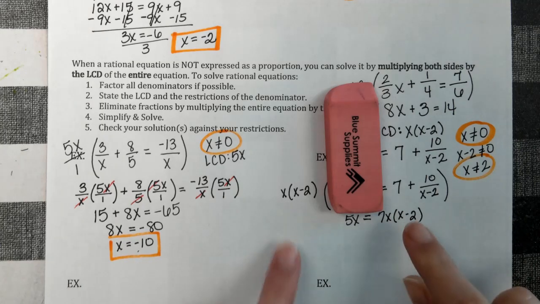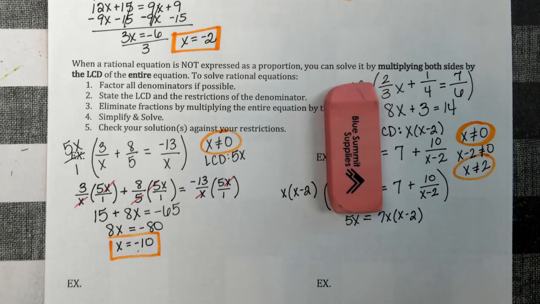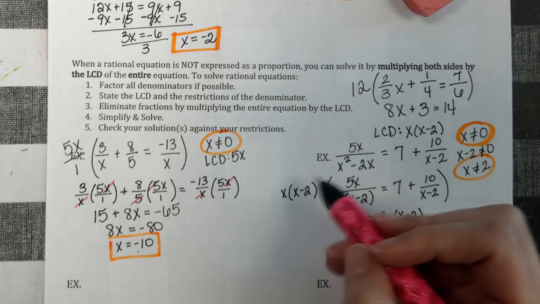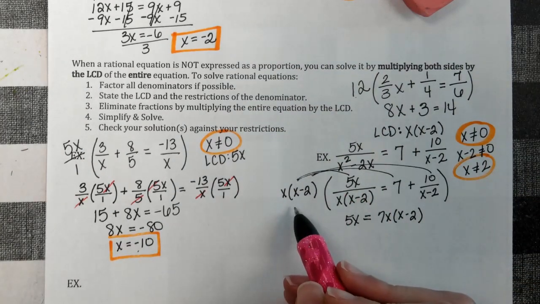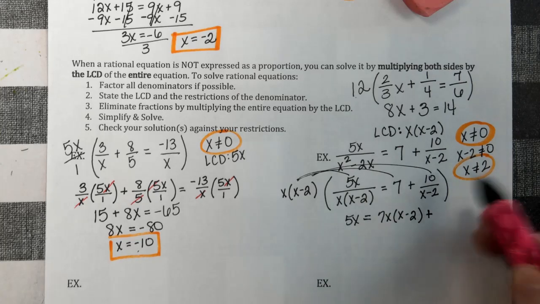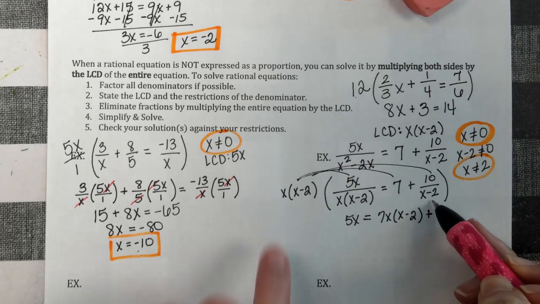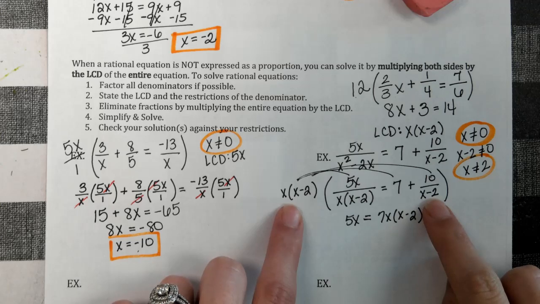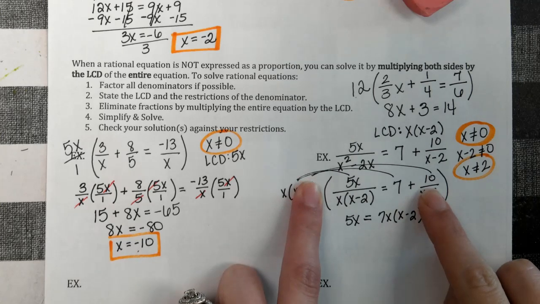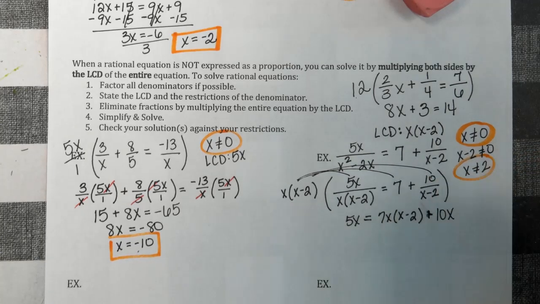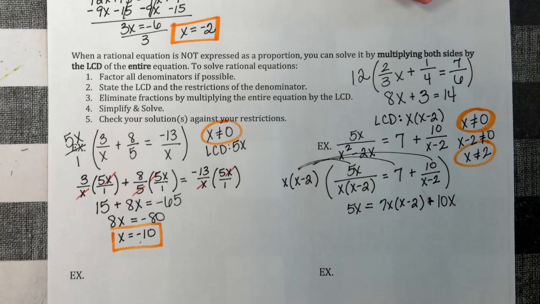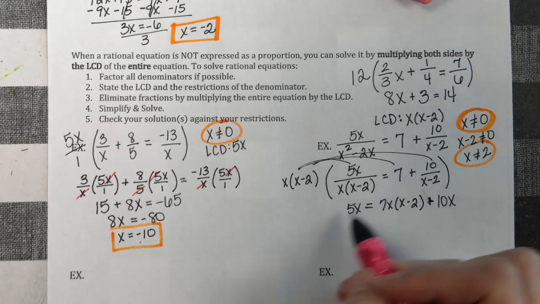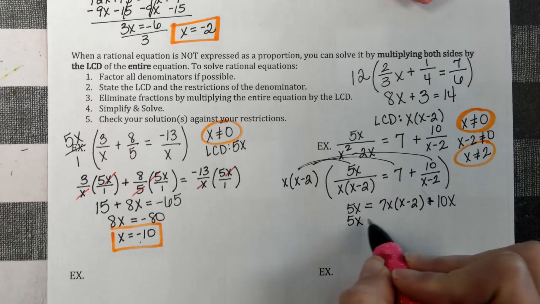A common mistake is doing nothing with that 7 and just carrying it down. But if you are multiplying this to all the terms, that 7 takes on that LCD. Okay? And then when I do the 10 over x minus 2, what happens with that? The x minus 2 cancels, leaving me with 10 times x. So 10x. Do you understand that?